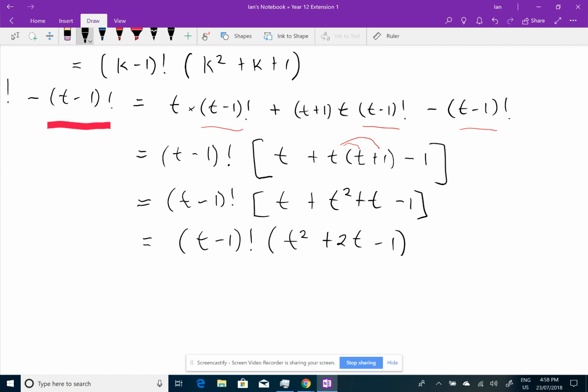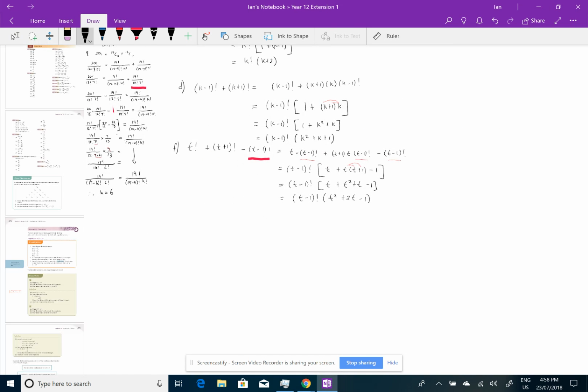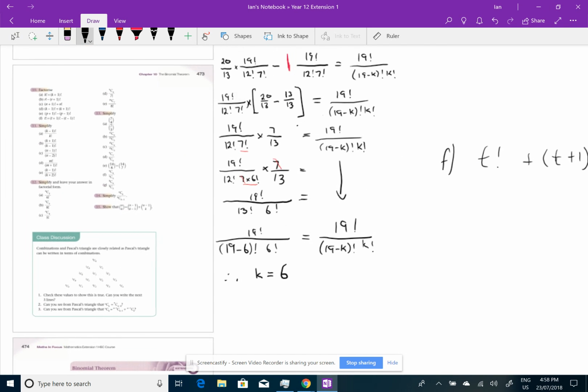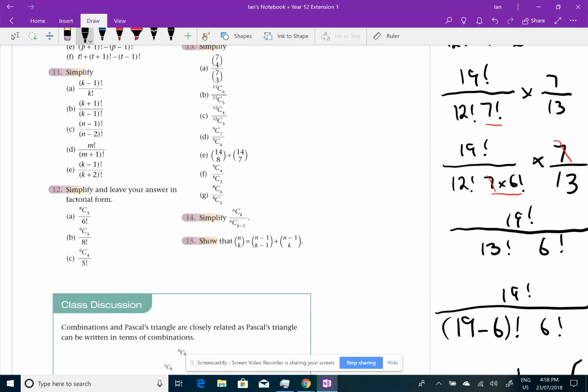All right. Question 11, again, is similar. I'll do 11a and 11e.